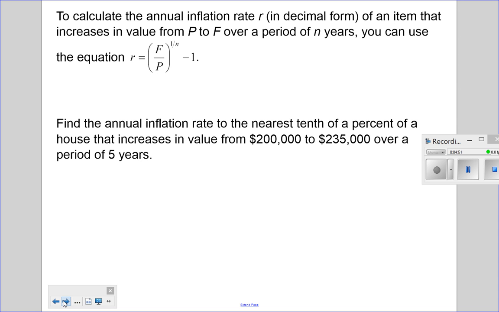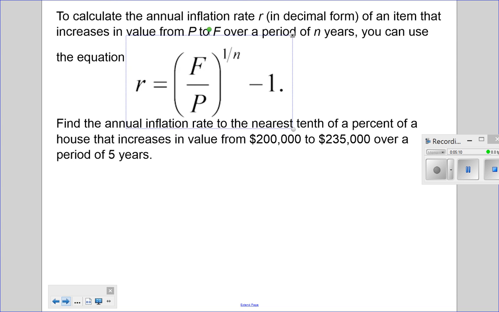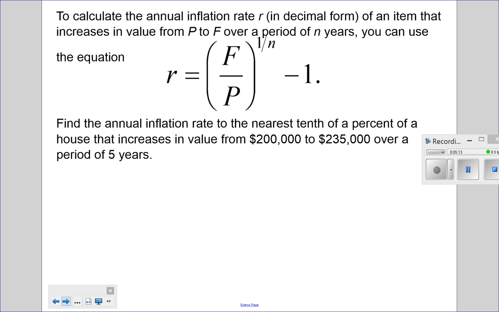To calculate the annual inflation rate R in decimal form for an item that increases in value from P to F over a period of n years. Isaiah, what'd you get? What is R? Inflation rate. Yeah, this is my rate right here. And it looks like that's what we're solving for. Because it has R equals some other stuff.